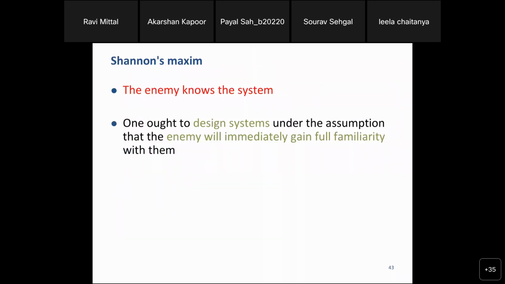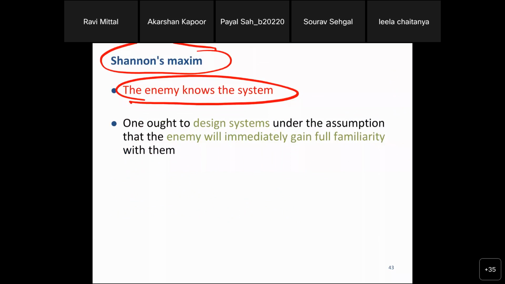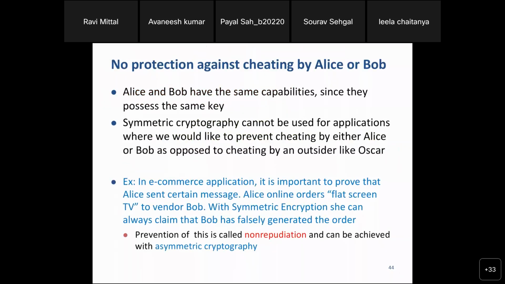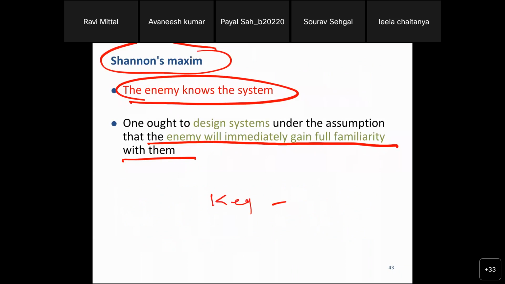Now there is another principle called Shannon's maxim. It says the enemy knows the system. So you need to design the system under the assumption that the enemy will immediately gain full familiarity with it. Even if you design a castle, you cannot design it thinking that enemies don't know what the castle contains. The enemy of the country knows everything about the country: where the army units are, where navy units are, how many nuclear power plants we have, how many nuclear bombs even we have. So these kinds of algorithms cannot be kept secret for very long. Hence it becomes important to have keys. Keys can be unique and keys can be changed frequently.